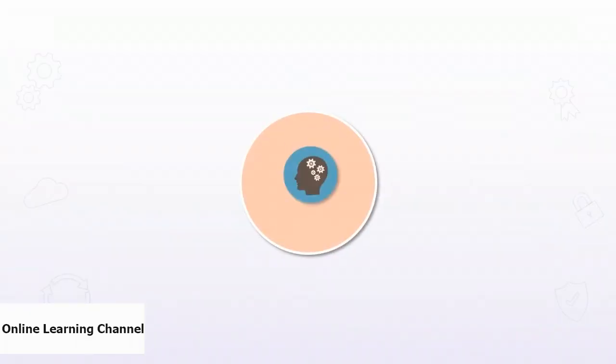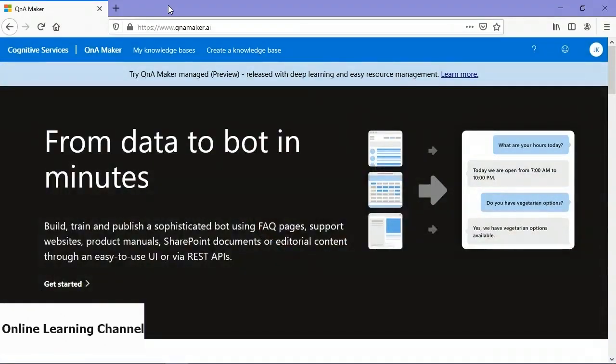In this demo, I'll create a knowledge base using Q&A Maker. To get started, I've signed in to qnamaker.ai with my Azure account. So again, that's qnamaker.ai. There are two options that I'm interested in at the top of the page: My Knowledge Bases and Create a Knowledge Base. First, I'll click My Knowledge Bases.